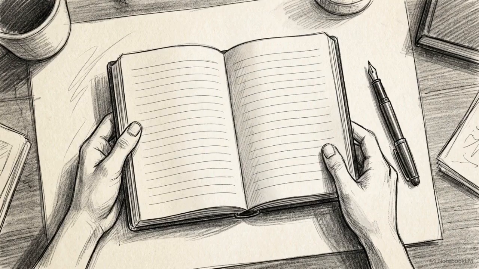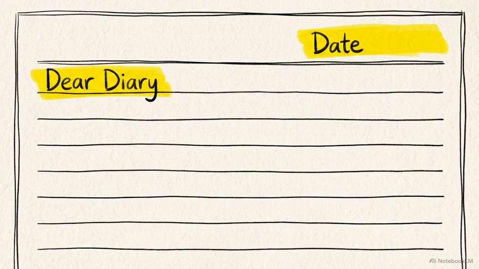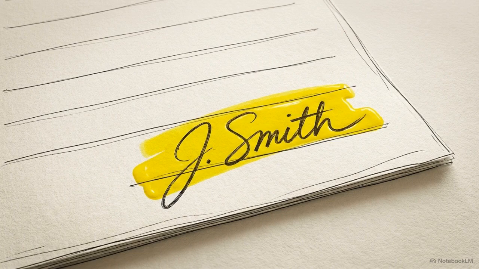The first requirement is visual. To convince the examiner you know the format, your response must mimic the physical layout of an actual diary. This requires 3 specific anchors: a date at the top right, a Dear Diary greeting to open the entry, and a character sign-off at the very bottom.